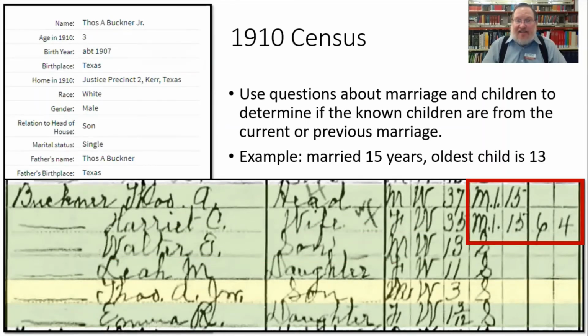So here we have the 1910 census as well, and Addison is 3. We know his father is probably Thomas A. Buckner Sr. And there's a category there that says M1 and then 15 and 6 and 4. So what is all that? Well, that's telling us that this was a first marriage between Thomas and Harriet. They had been married for at least 15 years, and also that they had had 6 children and 4 had survived.